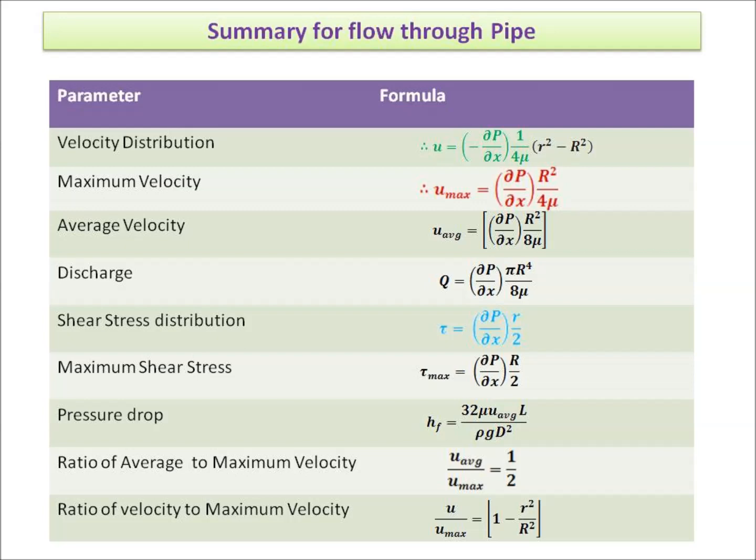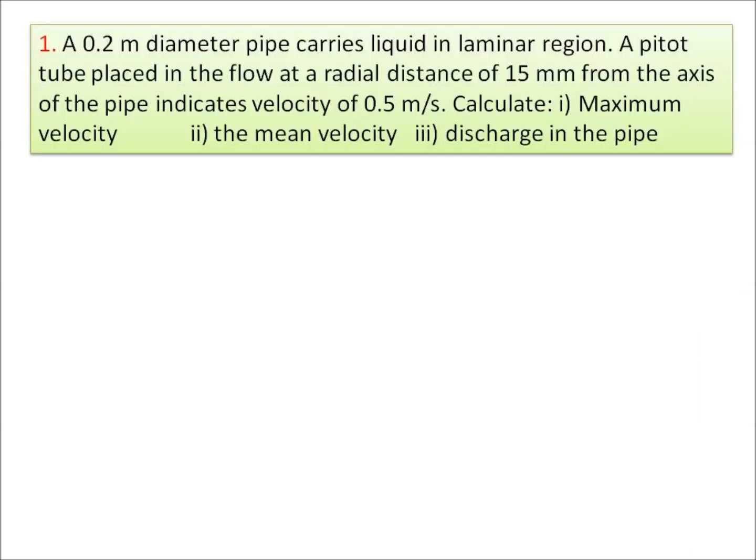The pressure drop equation, that is HF is equal to 32 μ u average L upon ρ g d², and this may be (P1 − P2) upon ρ g, that is HF. Ratio of average velocity to the maximum velocity is half, or you can say u max is equal to twice of u average. Ratio of velocity distribution to the maximum velocity is 1 minus r² upon R². Now we will see the numerical.